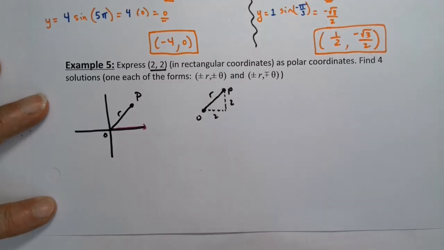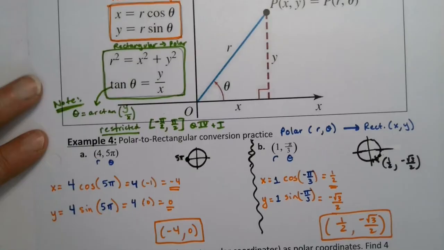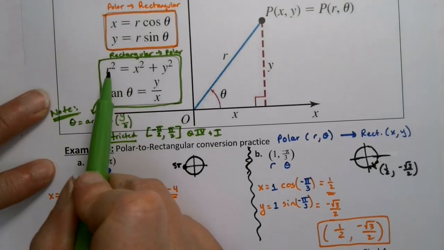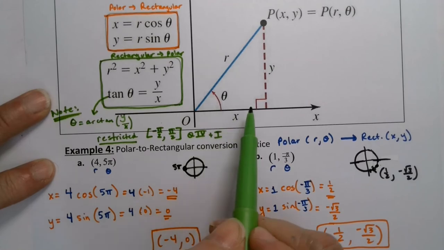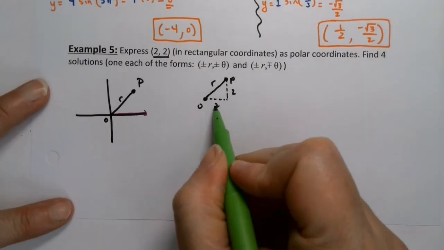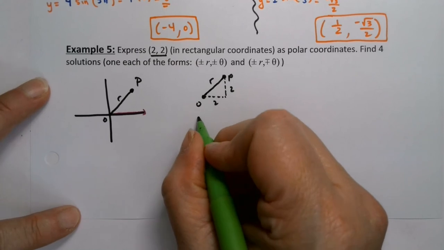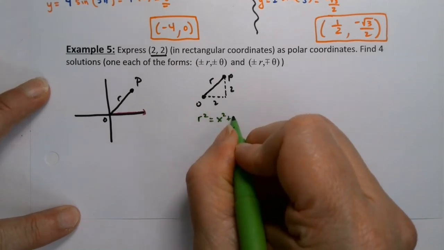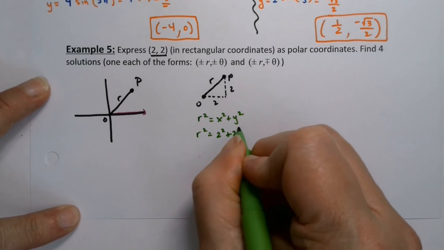are you thinking what I'm thinking? Because I'm thinking the Pythagorean theorem: x squared plus y squared equals r squared. See it now? We've got this little drawing of it right here as well. 2 squared plus 2 squared will get us r squared. So r squared is equal to x squared plus y squared. So r squared is equal to 2 squared plus 2 squared, which is 8.